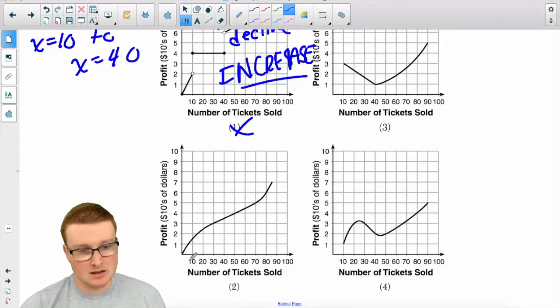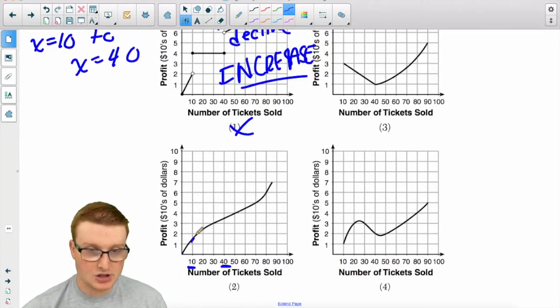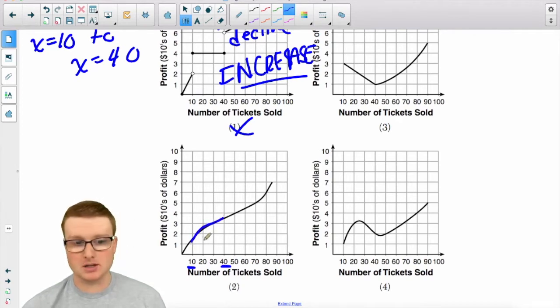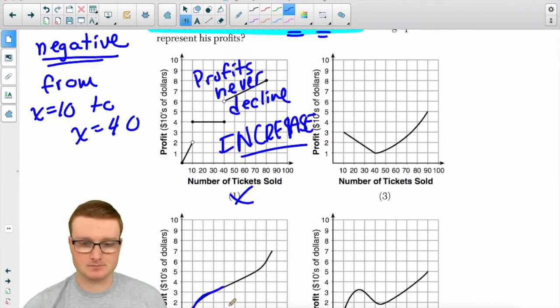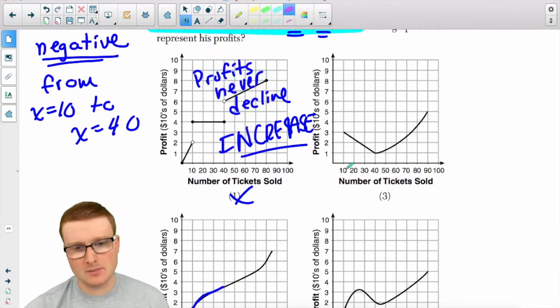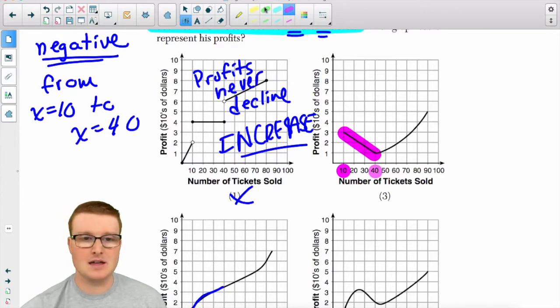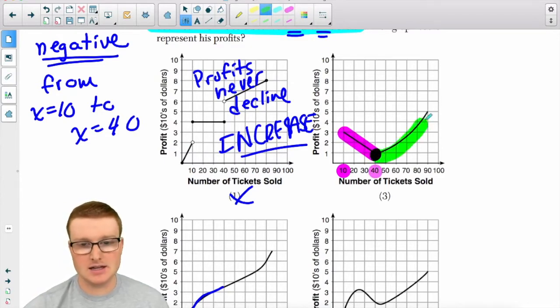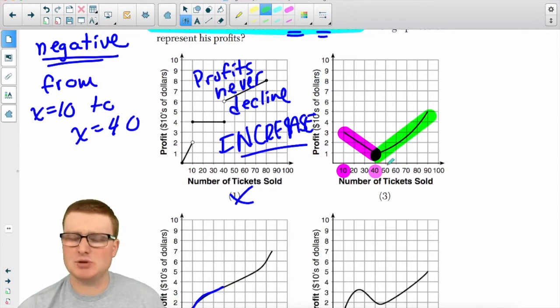Choice 2. Let's take a look from 10 to 40. Number of tickets sold, 10 to 40. That, ladies and gentlemen, is going up. So that can't be the answer. Number 3. Number of tickets sold. So let's take a look. From 10 to 40, it is decreasing. Then all of a sudden, it is increasing. That looks pretty good so far.